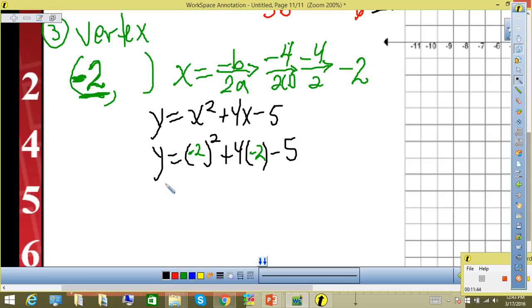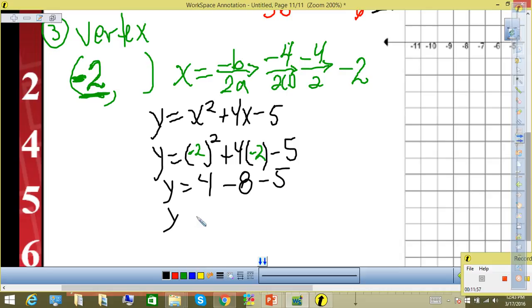Y equals negative 2 squared, which is 4. 4 times negative 2 is negative 8, minus 5. Y equals, let's combine like terms. Negative 8 and negative 5, so we have 4 minus 13. And what is 4 minus 13? Negative 9. So that's my y value of the vertex. Now we have an x value, which is negative 2, and a y value, which is negative 9. So this is one point.